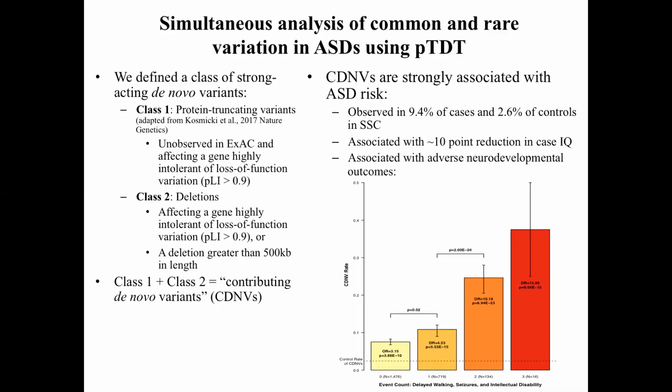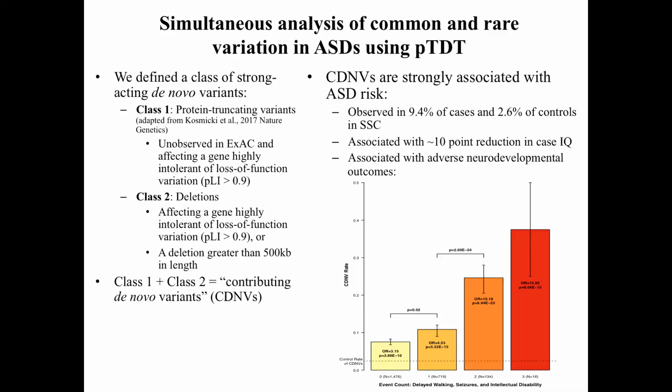So the graph here is showing the association between contributing de novo rate in the Simons probands and the counts of neurodevelopmental outcomes that we see in the Simons probands. So this is count of delayed walking, seizures, and intellectual disability, and a strong positive association between the count of these events in the Simons and contributing de novo rate. So just to say, which is giving us confidence that we are looking at de novos that are strongly associated with adverse phenotypes.